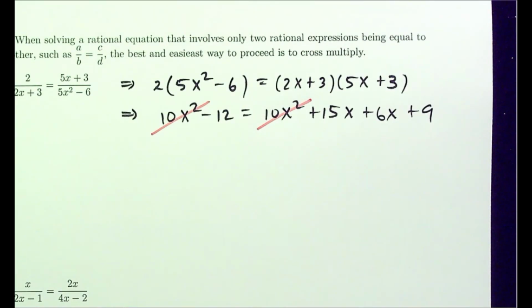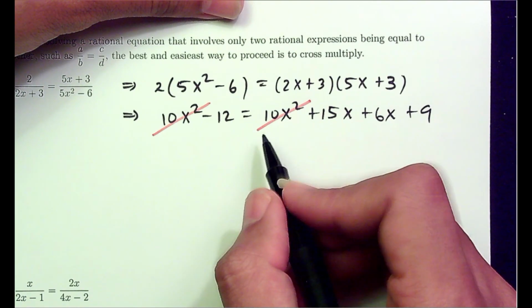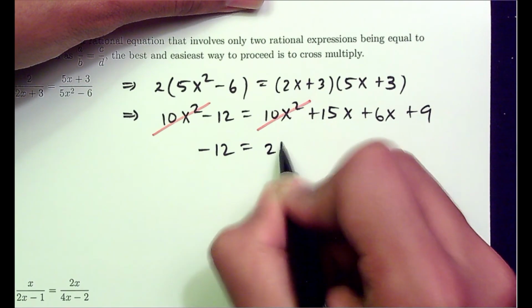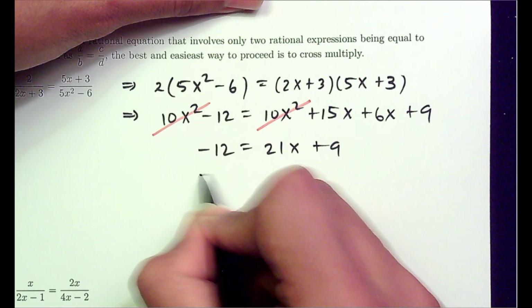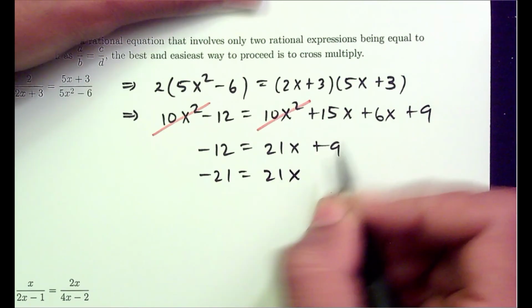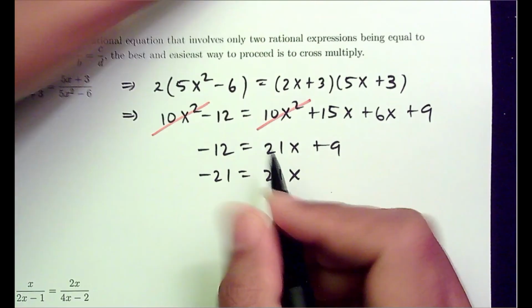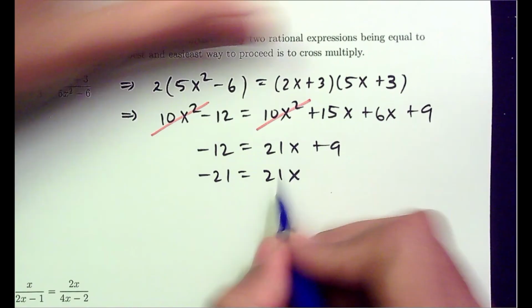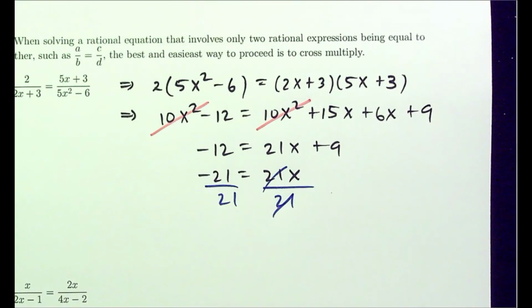And then what you have is negative 12, and then what's that? That's 21x plus 9. Now let's move the 9. That would be negative 21 equals 21x. Okay, negative 12 minus 9 is negative 21. So I move the 9 to the other side. And then divide by 21 to get the x. And you're going to get that x equals negative 1.